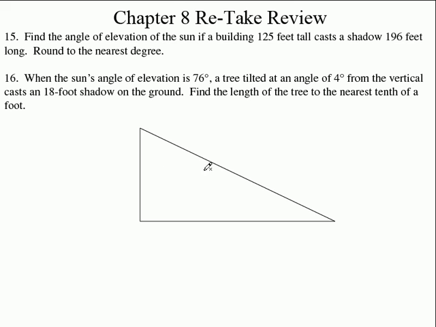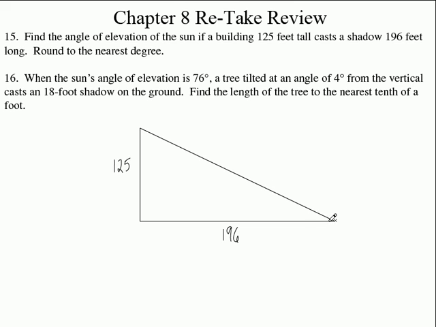Which one of these lines is the building? The vertical one, right? Okay, so it's 125. That's 125 feet. Cast a shadow. Which one of these is the shadow? This one on the bottom, right? You don't see the shadow in the middle of the air, do you? You see it on the ground like this. So the shadow is 196 feet. And it says find the angle of elevation of the sun.